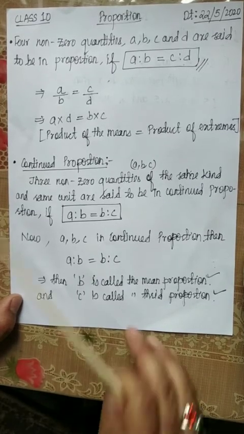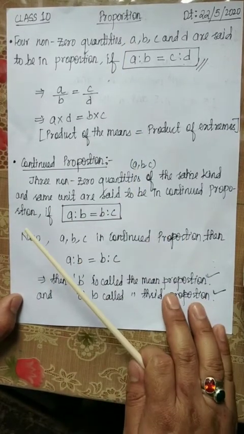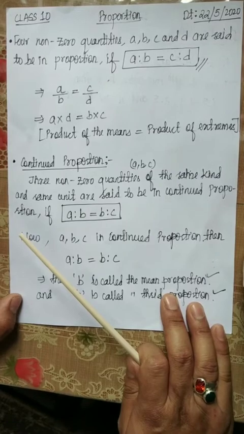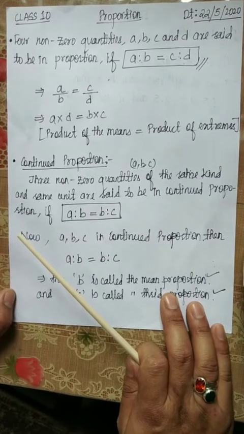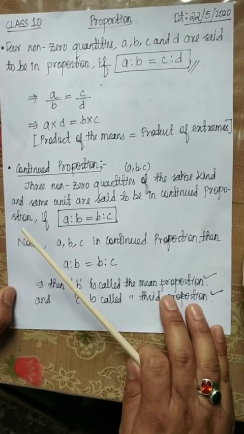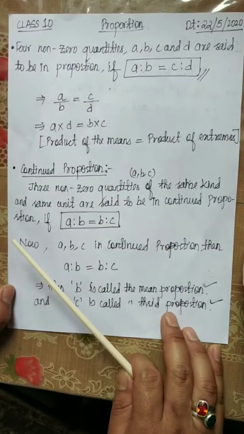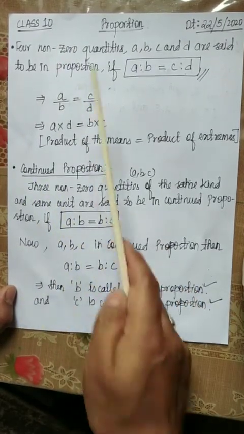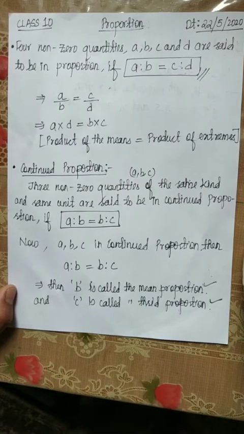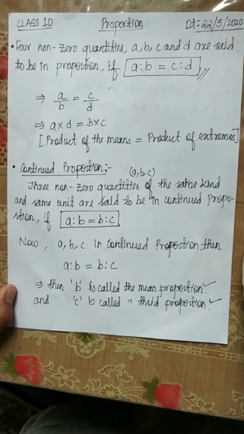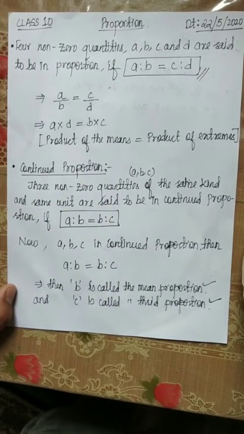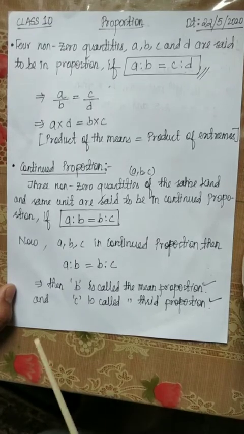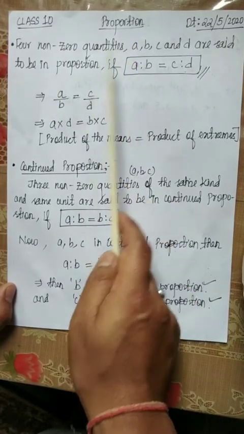So today we will be starting with proportion. In the last class we finished exercise 7a, and today we'll start exercise 7b as well. But before starting, let us understand what we mean by proportion and continued proportion. Please refer to your book, page number 88 and 89.